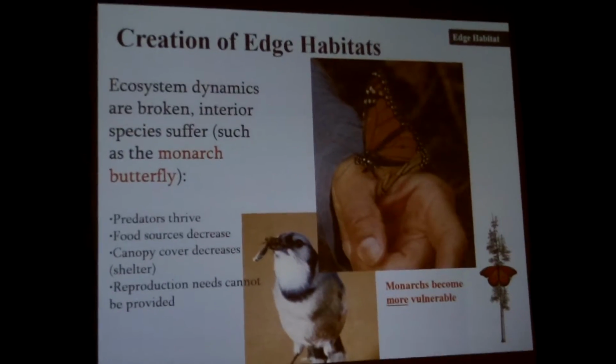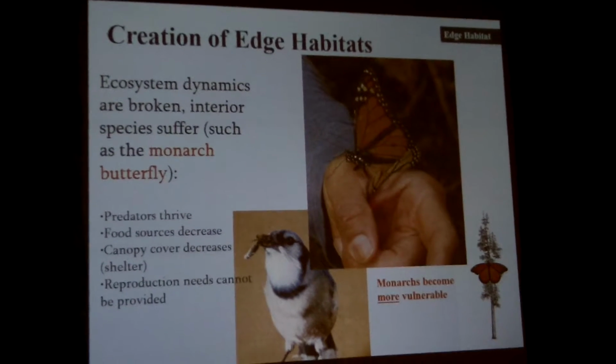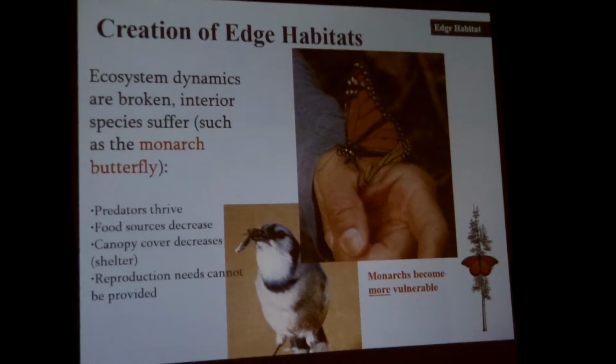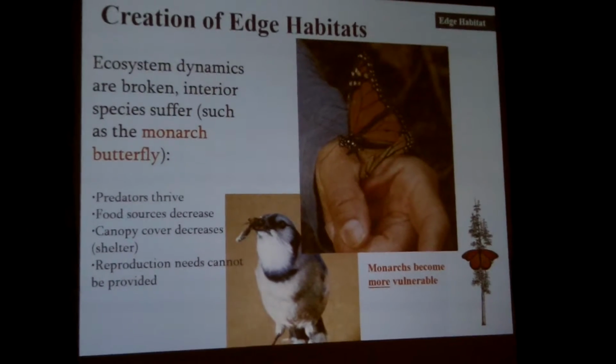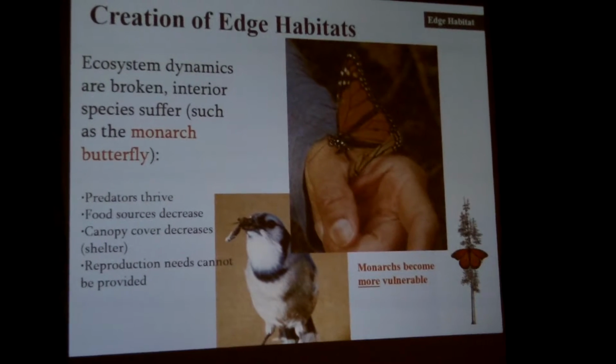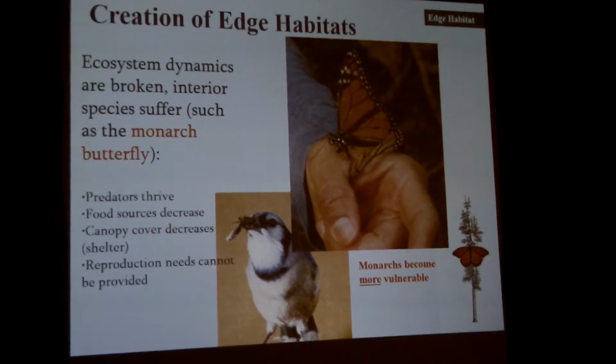So what are the problems? One of the main problems is the creation of edge habitats. The fragmentation of the forest creates severe issues and breaks the dynamic of the ecosystem. So in this case, there are several problems caused by that.